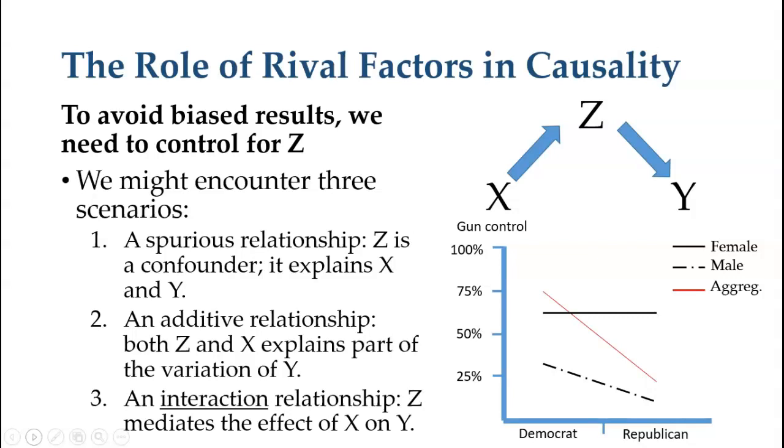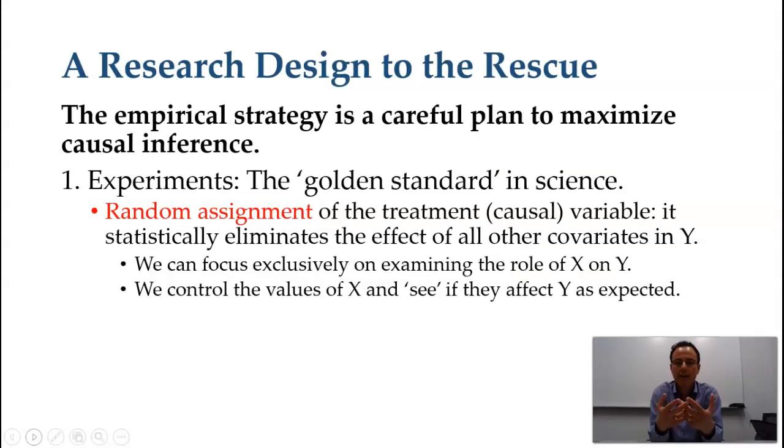Okay, so how can we deal with these rival factors? The way to do it is to design a careful strategy to maximize causality. What we want to do is not only to design an empirical strategy or research design that allows us to find evidence for our hypothesis and reject the null hypothesis, but we also need to control for rival explanations. And there are, in general terms, two types of research design: experimental research design and observational research design. Experiments are the gold standard in science, and they are the gold standard because they help us to eliminate this potential source of selection bias.